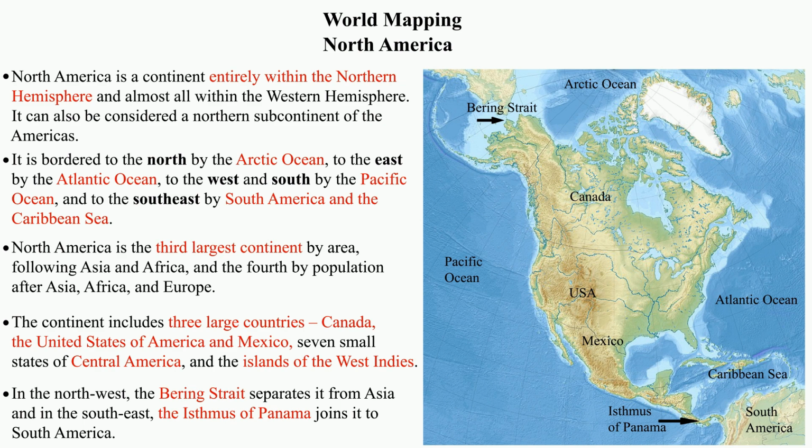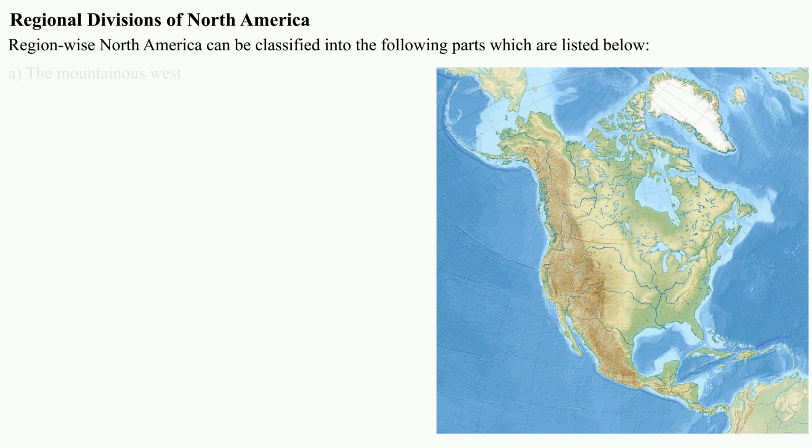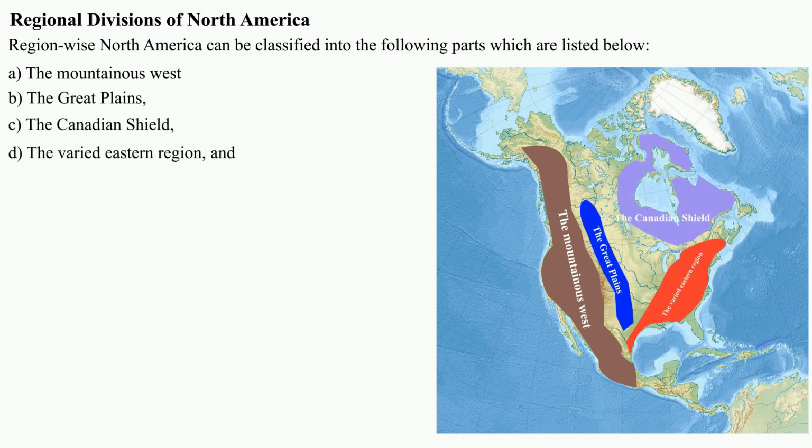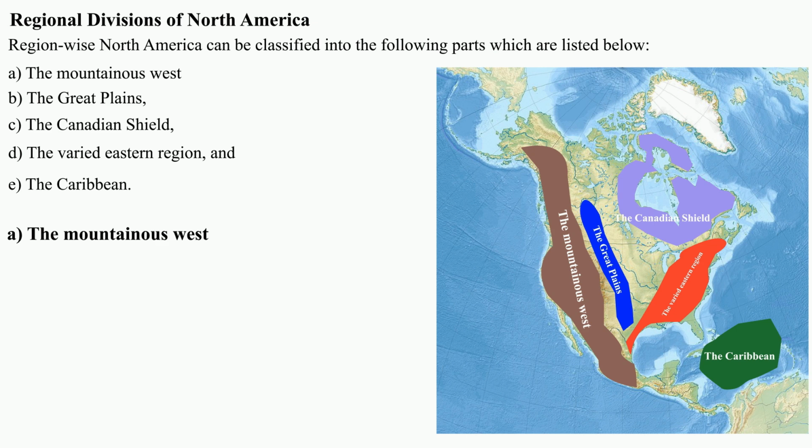So we can divide the regional division of North America into five parts: the mountainous west, the Great Plains, the Canadian Shield, the varied eastern region, and the Caribbean region. First we will discuss the mountainous west. When we talk about the mountainous west, we cannot forget the Rocky Mountains, because it's one of the most important mountain ranges of North America. So let's talk about the Rocky Mountains.